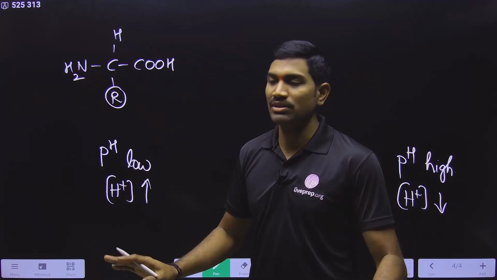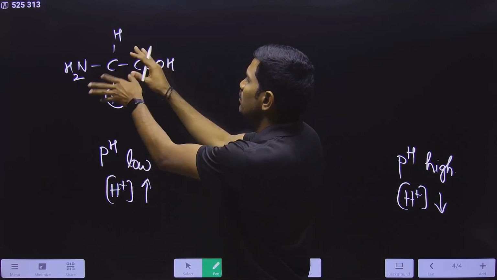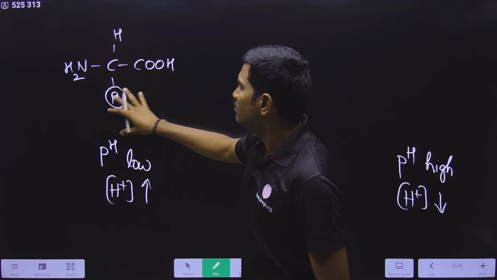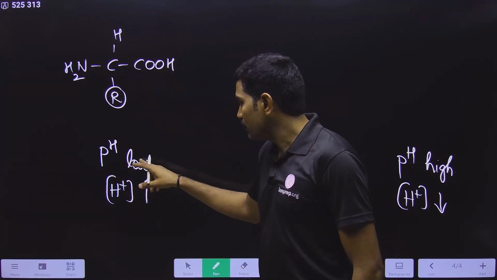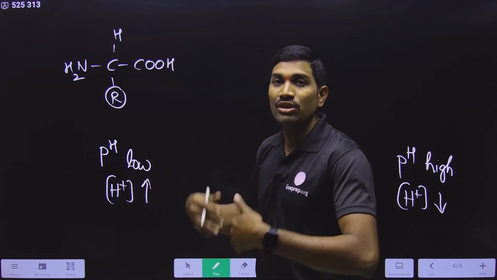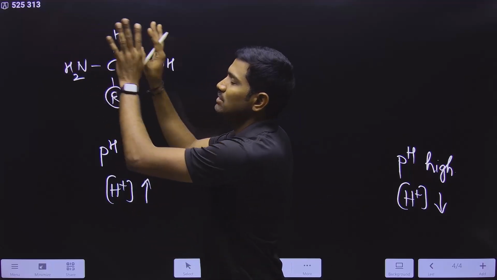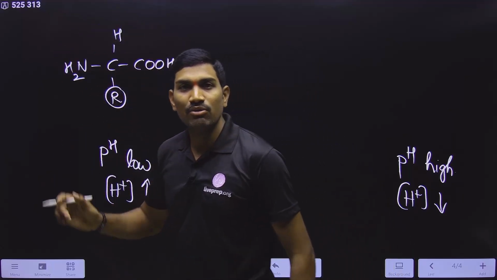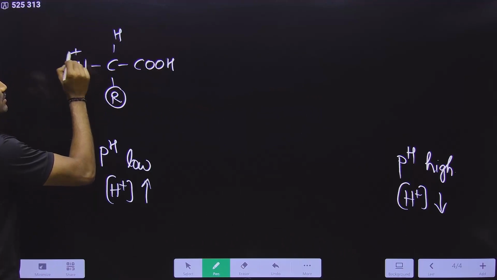Only these 2 things we are observing. Now let us see. Suppose, for understanding purpose, you are taking the structure like this. If this is the basic structure of amino acid, then at very low pH, since H plus ion concentration is more, that means inside the solution more H plus is there. Now what happens? That H plus will go and attach to this NH2 group. So now it will become NH3 plus.